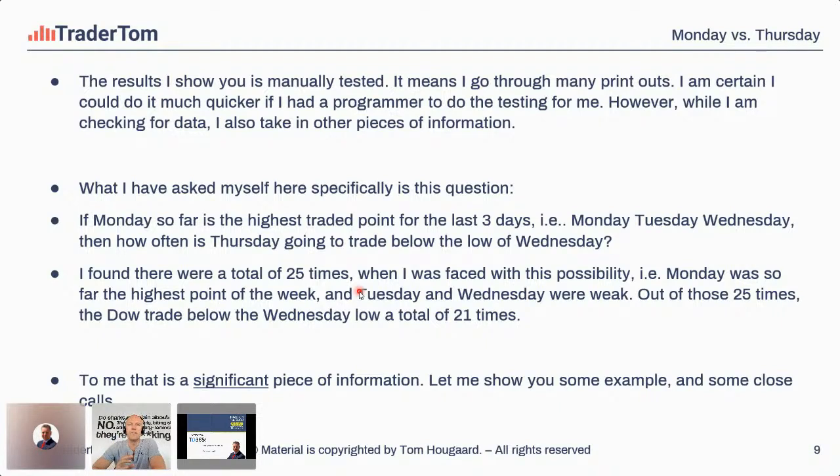But out of those 25 times, how often would I then see prices on the Thursday trade below the low that was set on the Wednesday? And out of those 25 times, I discovered that 21 out of those 25 times resulted in the Dow Jones trading below the low of a Wednesday. So to me, that is a tremendously significant piece of statistics, because 21 out of 25 is 84%.